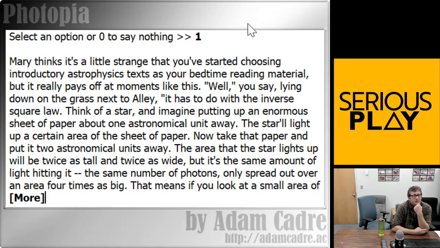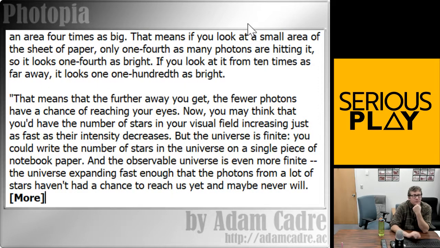Think of a star and imagine putting up an enormous sheet of paper about one astronomical unit away. The star will light up a certain area of the piece of paper. Now take that paper and put it two astronomical units away. That area that the star lights up will be twice as tall and twice as wide, but it's the same amount of light hitting it, the same number of photons, only spread out over an area four times as big. That means if you look at a small area of the sheet of paper, only one-fourth as many photons are hitting it, so it looks one-fourth as bright. If you look at it from 10 times as far away, it looks one-hundredth as bright.